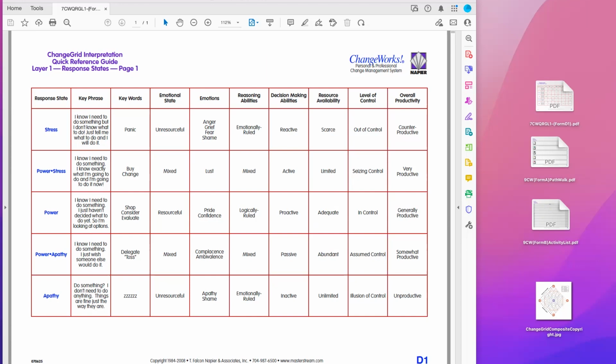Today, there's a couple of things I want to review with everyone, and then I want to actually take you step by step through a process that we use when it comes to creating these ChangeWorks profiles and working with our clients. And so on the screen right now, you should be seeing that cheat sheet quick reference guide for the 5 different levels of tension.